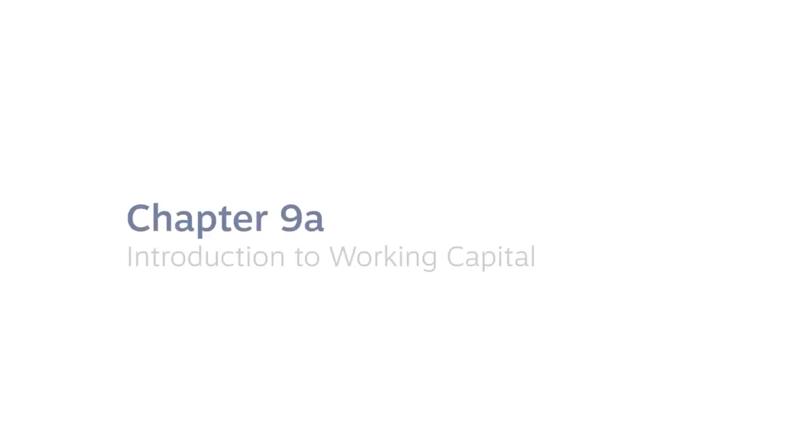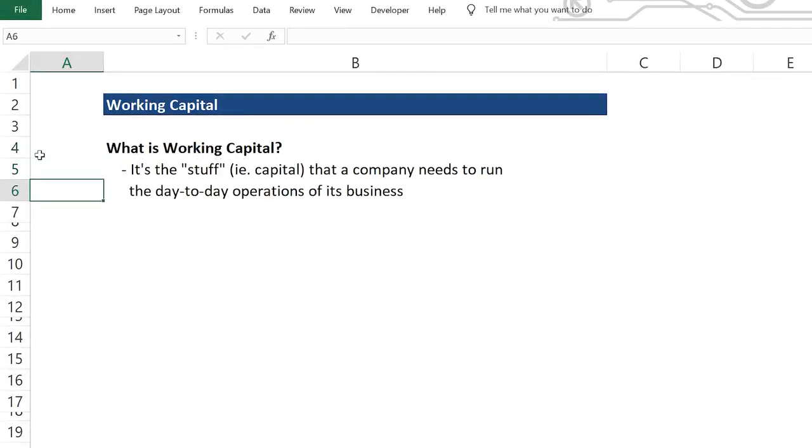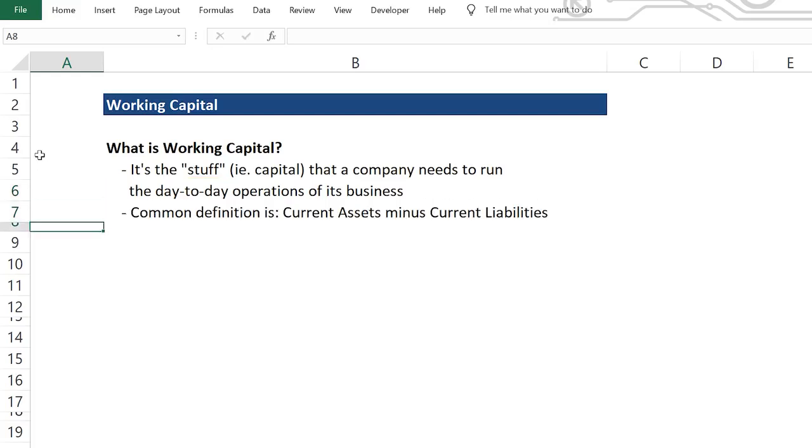In the next few videos, we're going to look at how to forecast a company's working capital. Now, the first question is just, what is working capital? Well, a common definition is that working capital is the stuff, i.e. the capital, that a company needs to run the day-to-day operations of its business. A very common definition of working capital is that it's the current assets minus the current liabilities.